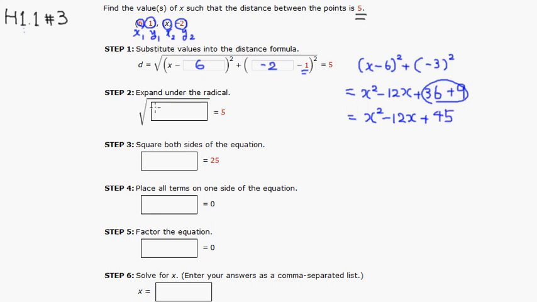So this is going to be x squared minus 12x plus 45. Then since we don't like the square root, we're going to square both sides, following the instruction. You just have to get rid of the square root. So you have x squared minus 12x plus 45 equals 25. Since we'd like to get 0 on the right hand side, we're going to subtract 25 from both sides. So you're going to end up with x squared minus 12x, and since we subtracted 25 from 45, it's just going to be 20.